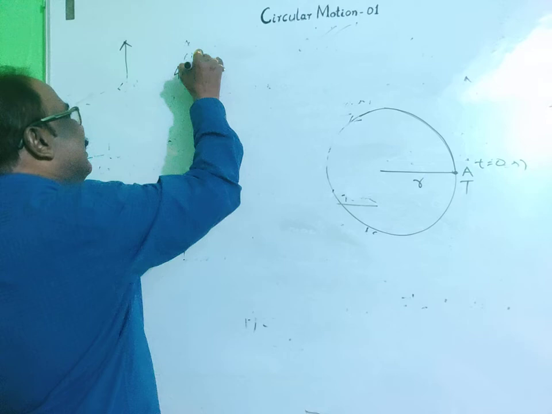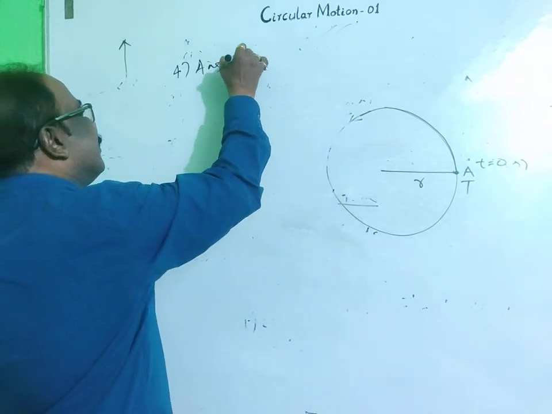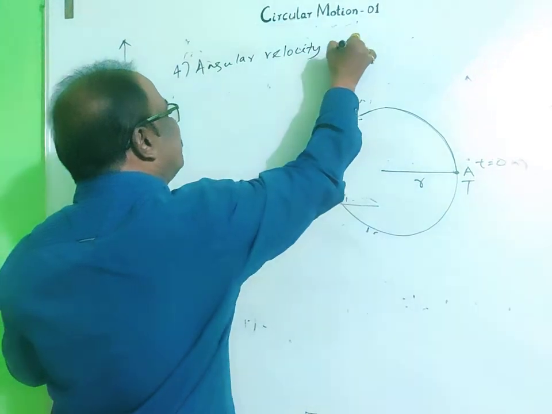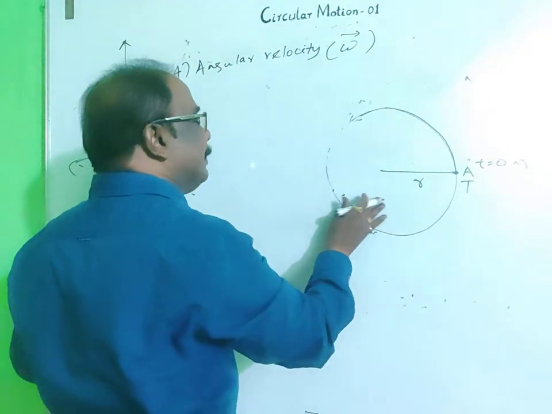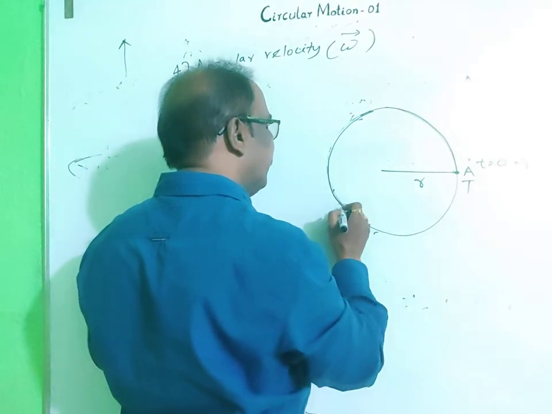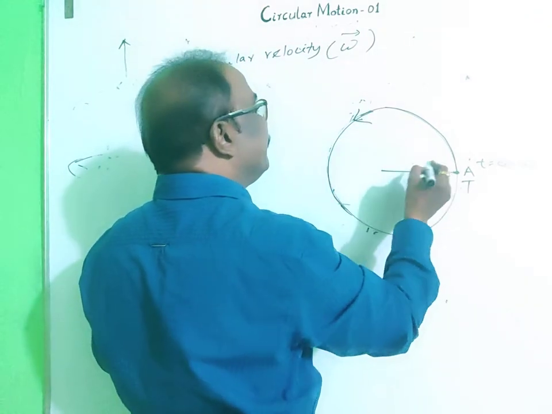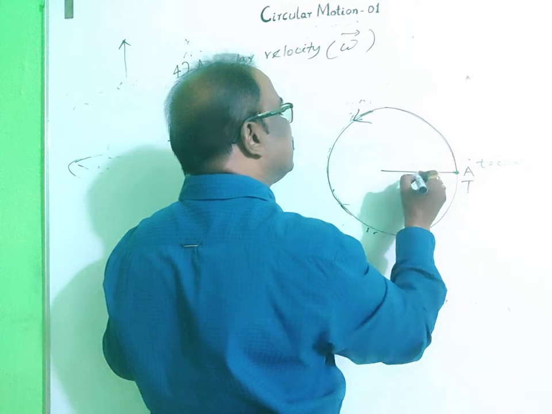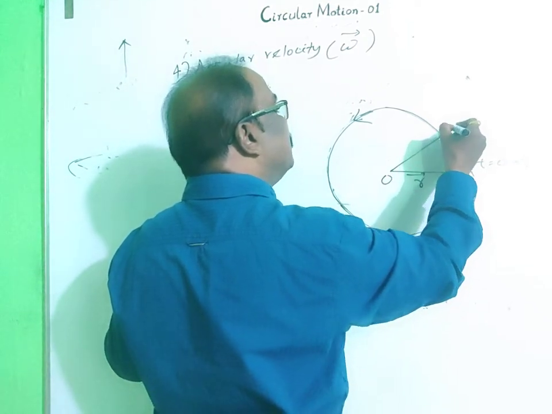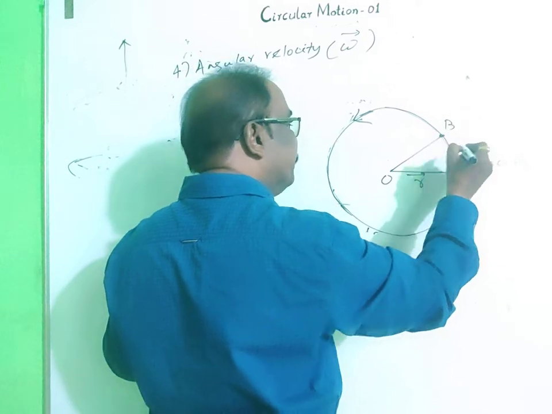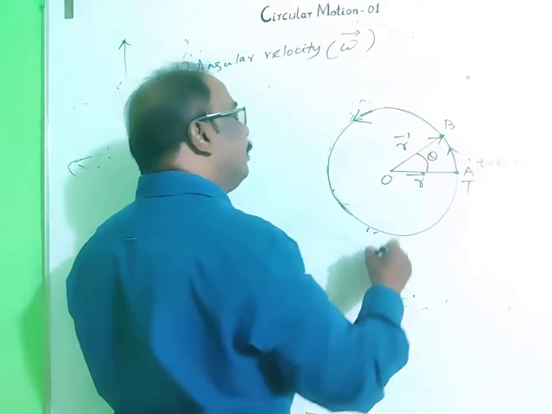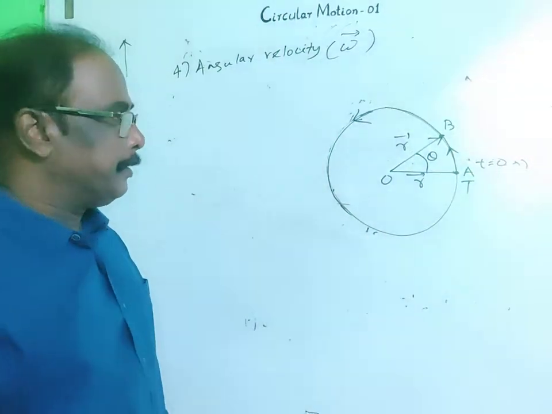Number 4, angular velocity, omega. See, the particle is moving in a circle in anti-clockwise order. Let the particle, this is the position vector, this is the center, let the particle move from A to B. So this angle is theta. Theta is angular displacement. Is it clear?